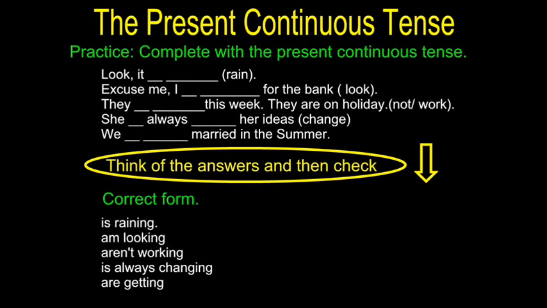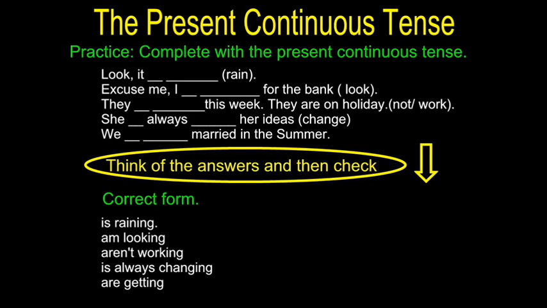Practice completing with the present continuous tense. Look, it rain. Excuse me, I for the bank. Look, they this week. They are on holiday, not work. She always her ideas change. We married in the summer.